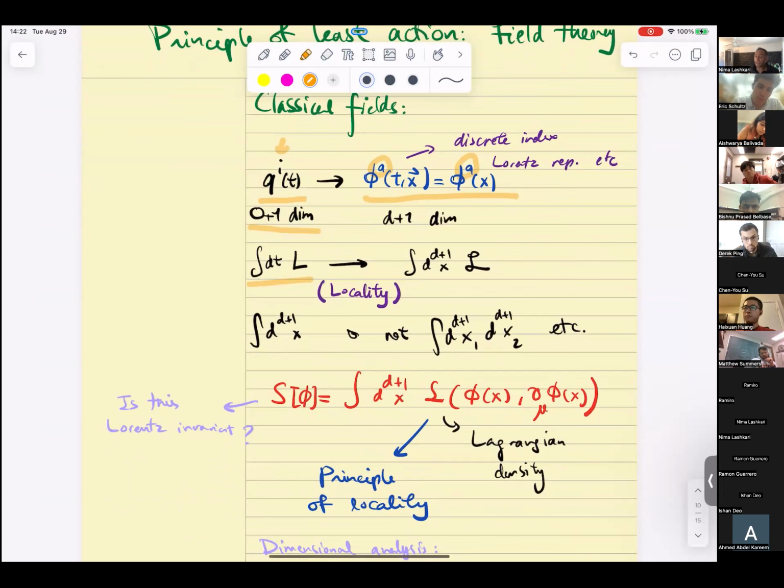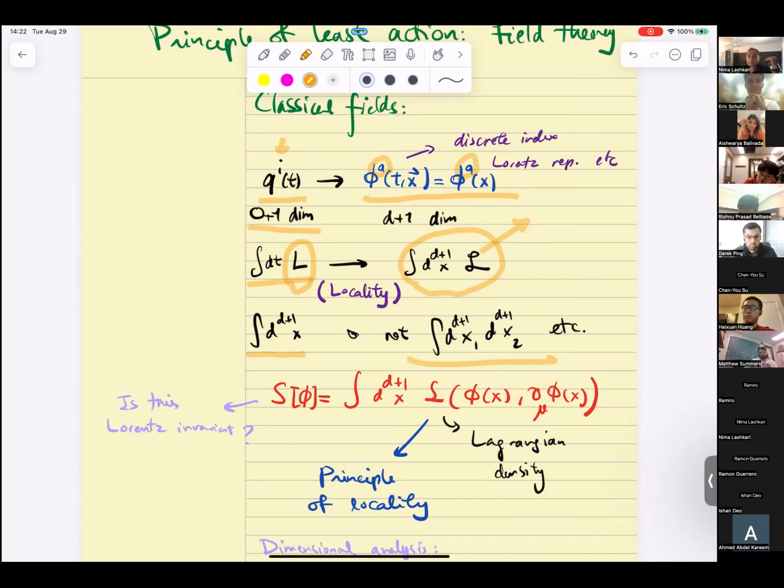Now, the principle of locality in 0 plus 1 dimensions, in classical mechanics, for the motion of a single particle, was: write down your action as an integral over time of a Lagrangian. If you want to generalize the notion of locality to space-time, you'll have to write down your action as an integral over space-time of something that we're going to call the Lagrangian density. Here, locality means an integral of d^(d+1)x, as opposed to double integrals, triple integrals, all the other things that you could have. That's locality. This is the magic of field theory.